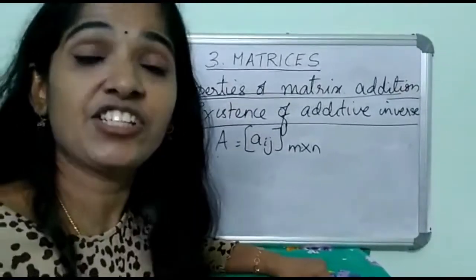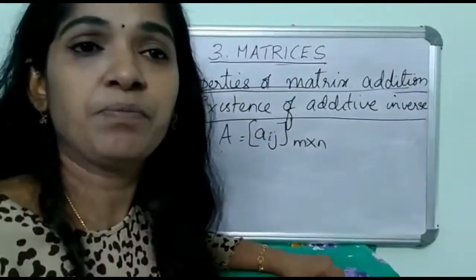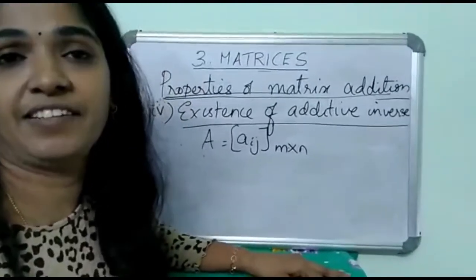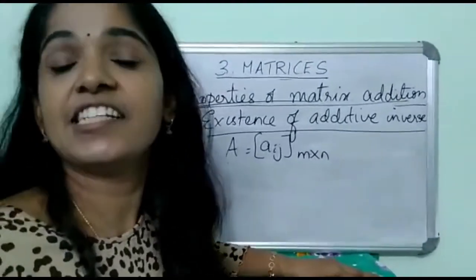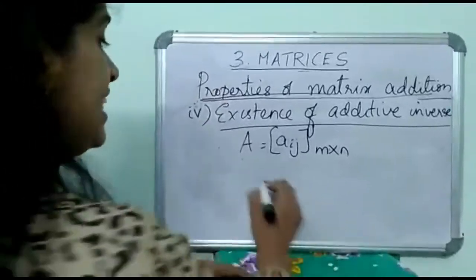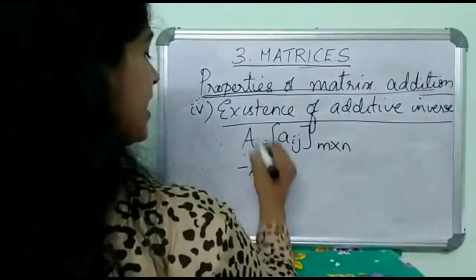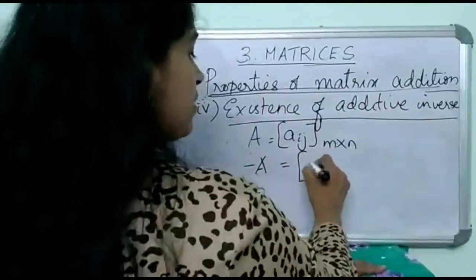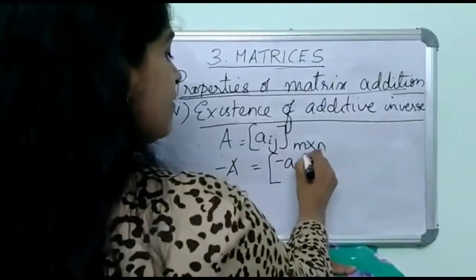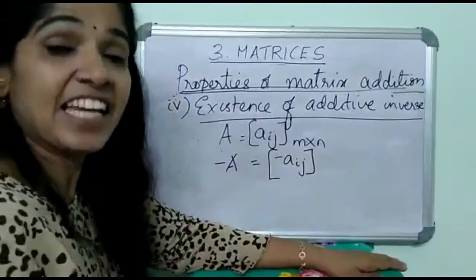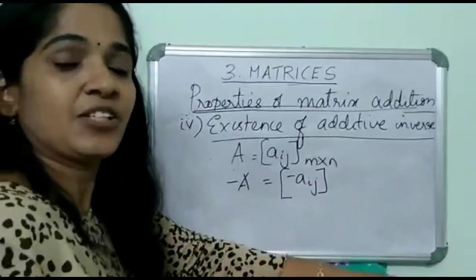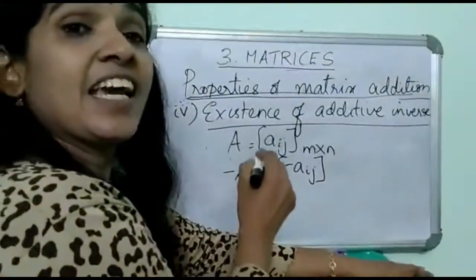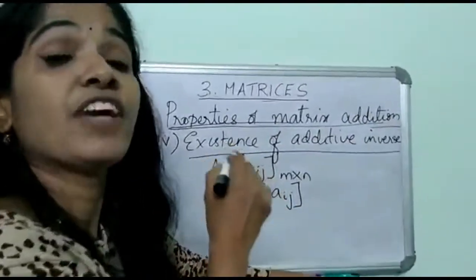Yes, each of the elements of A should be of the opposite sign. So, which is the additive inverse of A? Negative A is the additive inverse of A, which is nothing but each of the elements of A multiplied by negative 1. So, negative A is the additive inverse of A.